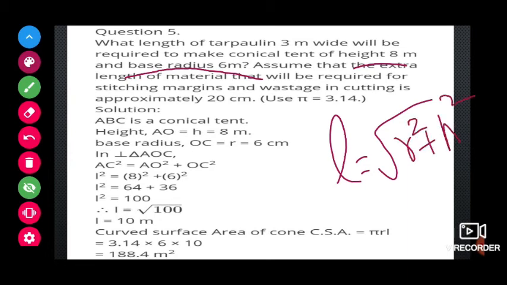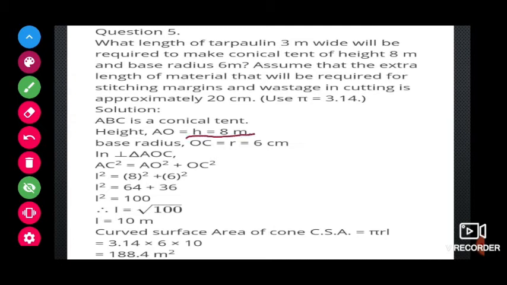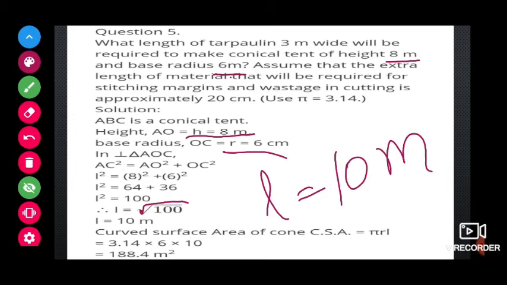I had shown you that formula at the starting only. So L is equal to root of R square plus H square. See, they have given height is 8 meter and radius is 6 meter. So root of 8 square plus 6 square, that is 64 plus 36, 100. So the slant height will be 10 meter. Now curved surface area of cone is pi R L. They asked us to use pi as 3.14, not 22/7. So 3.14 into 6 radius into 10 the slant height.